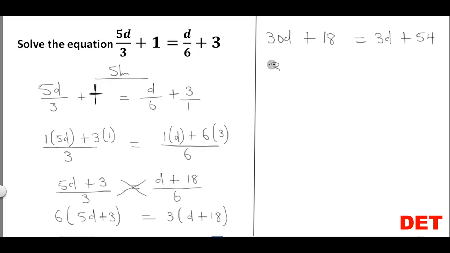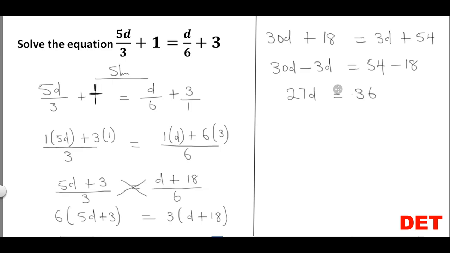Alright, so this will be 30d. When this 3d crosses to this side of the equation, it will become minus 3d, equal to 54, which is this 54. When this 18 crosses to this side of the equation, it will become minus 18. So 30d minus 3d will give me 27d, equal to 54 minus 18 will give me 36.